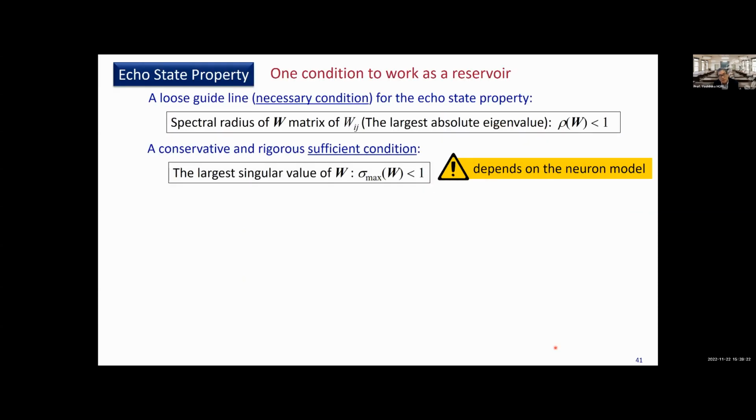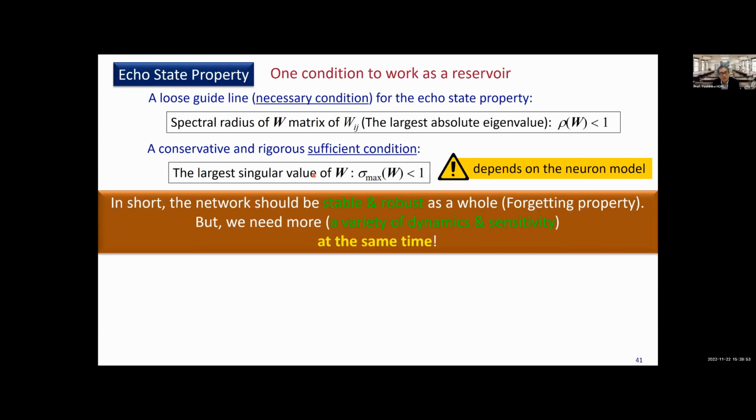Okay. So there's an echo-state property in reservoir neural networks, which is one condition for the network to work as a reservoir. This is actually given by the connection weight matrix in the reservoir layer, using the eigenvalue or singular value. In short, this says that the network should be stable and robust as a whole. This is also called the forgetting property.